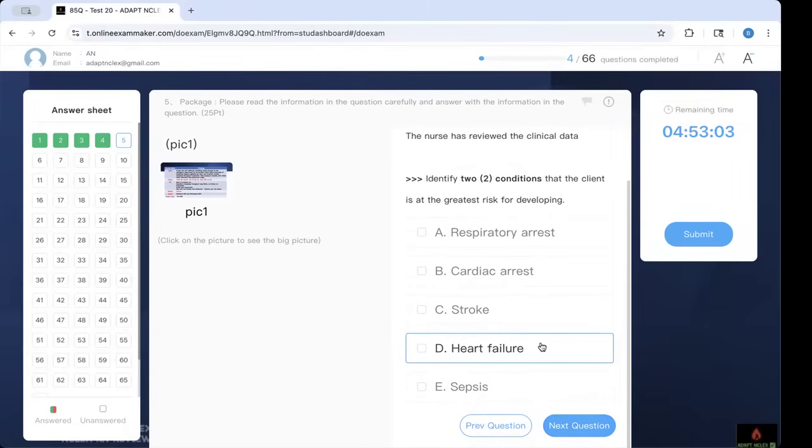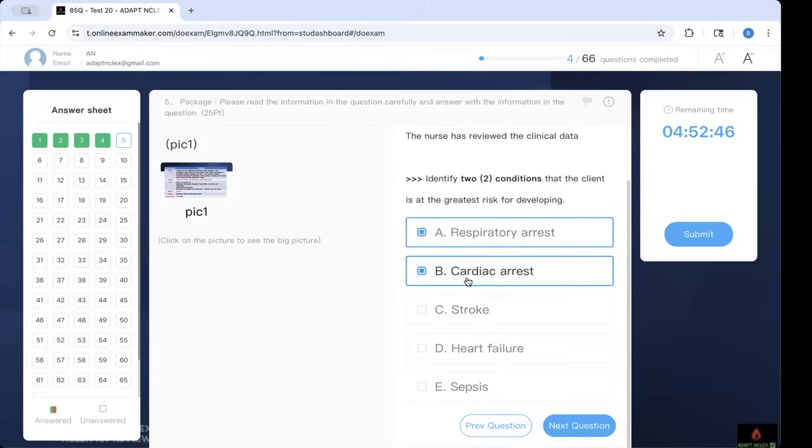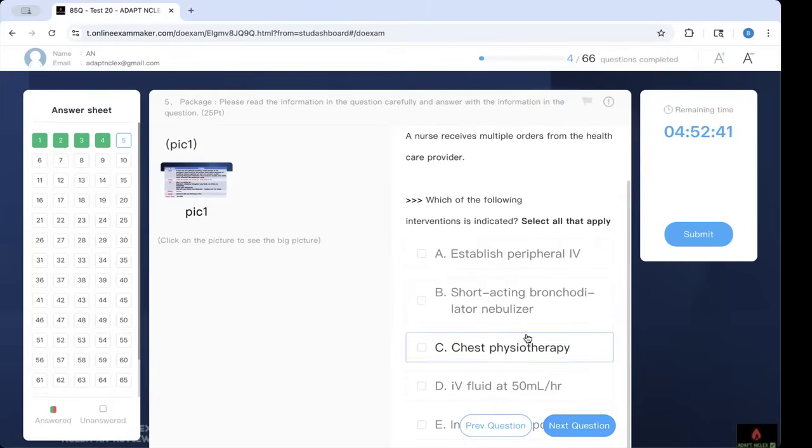Identify two conditions the client is at greatest risk for. If you have asthma and you're having exacerbation, are you going to have respiratory arrest, cardiac arrest, stroke, heart failure, and sepsis? Based on your content, don't pick anything. Just think about it. What would you do? Respiratory arrest, cardiac arrest, because you have airway compromise.